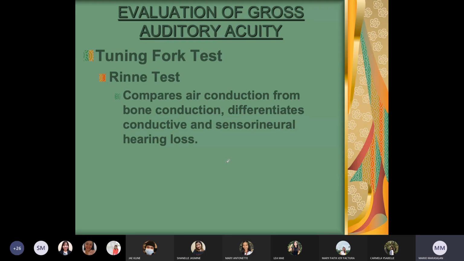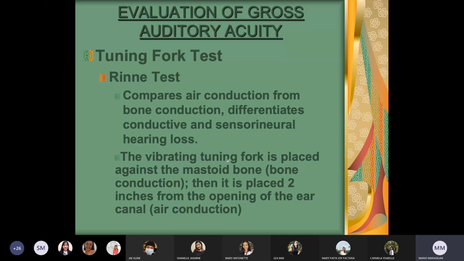So Rinne test, compare air conduction from bone conductions. So it differentiates conductive and sensory neural hearing loss. So the vibrating tuning fork is placed against the mastoid bone. Okay, then it is placed 2 inches from the opening of the ear canal for your air conductions. So pag hindi na marinig doon sa bony part, saka nyo ililipat doon sa in front of your ear for air conductions.